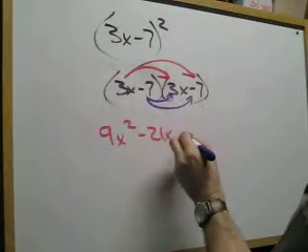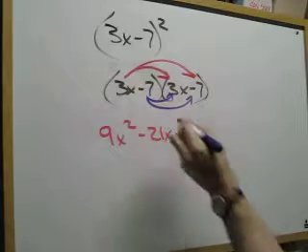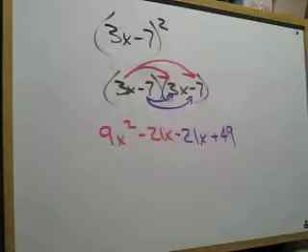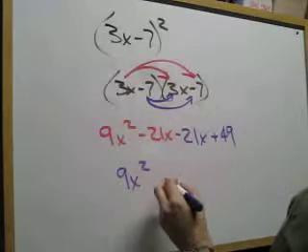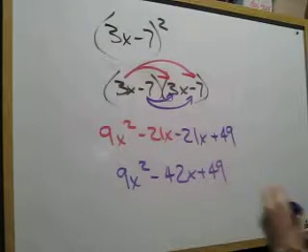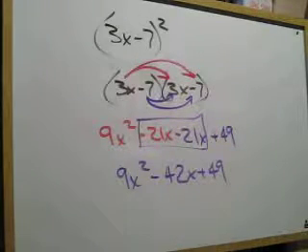So negative 7 times 3x is minus 21x, and then negative 7 times negative 7 is positive 49. So we end up with an answer of 9x squared minus 42x plus 49 for our answer, because when we combine a negative 21 and a negative 21, we get negative 42.